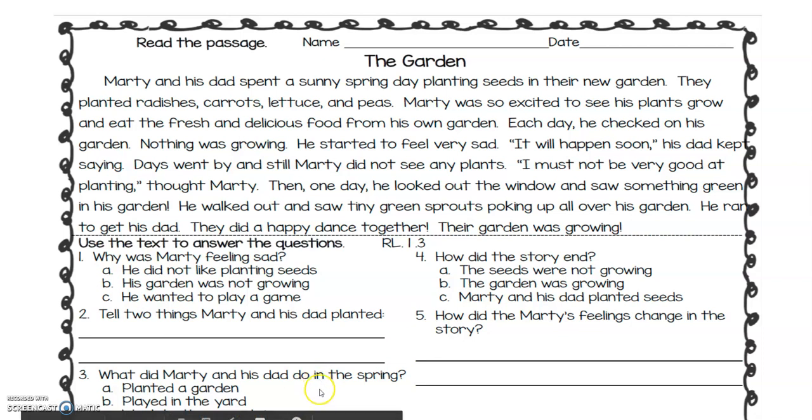What did Marty and his dad do in the spring? Let's see. A, planted a garden, B, played in the yard, or C, went to the mountains. So again, what did Marty and his dad do in the spring? Think of an answer and write it down.